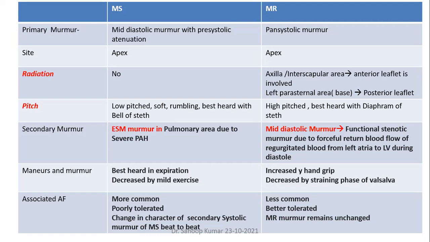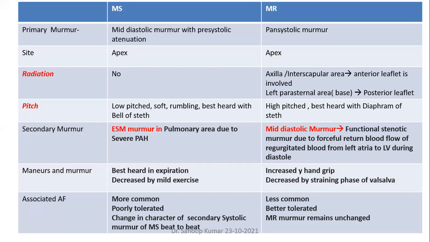Pitch. The mitral stenosis murmur will be a low pitch sound. All low pitch sounds can be heard best using your stethoscope bell. The reason is, if you use a diaphragm, the diaphragm will automatically cancel your low pitch sounds. So if you use a diaphragm, the mitral stenosis murmur might not be heard. So always use a bell, which will not cancel your low pitch sounds. With that, you can appreciate your mitral stenosis murmur.